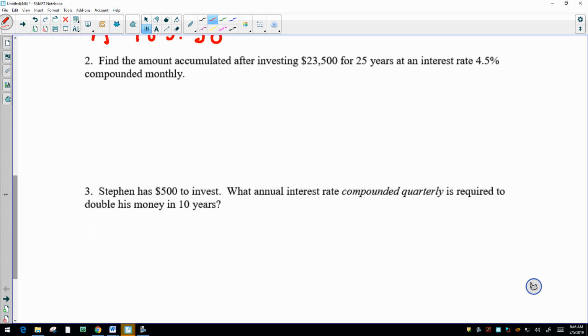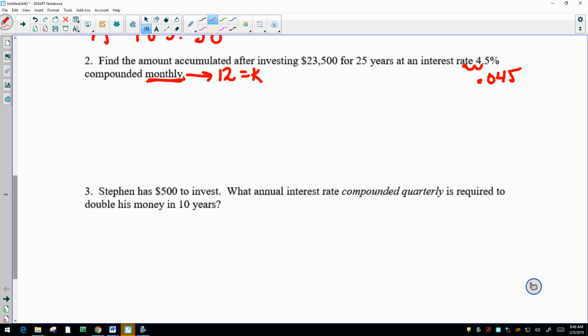Okay, taking a look at another one. We're going to find the amount accumulated after investing $23,500. So that's your P value, your principal, for 25 years. That's your time. At an interest rate of 4.5%. So again, keep in mind, making that a decimal gets you 0.045. Compounded monthly. So monthly being 12, that's going to be your k value.